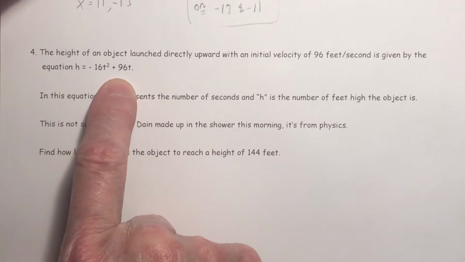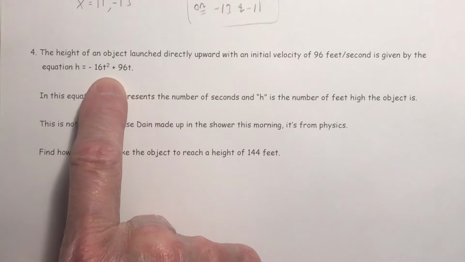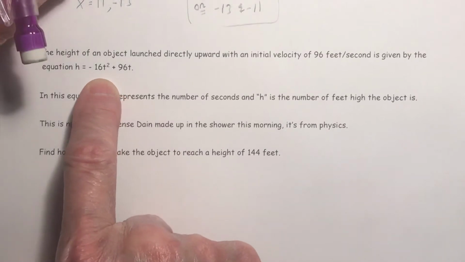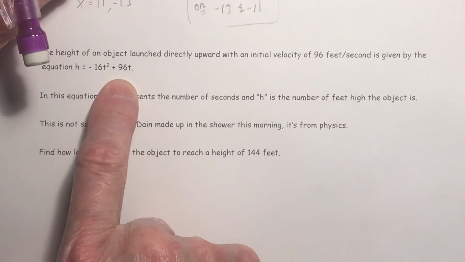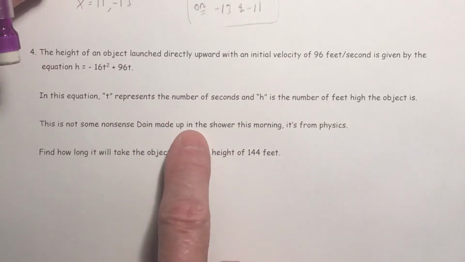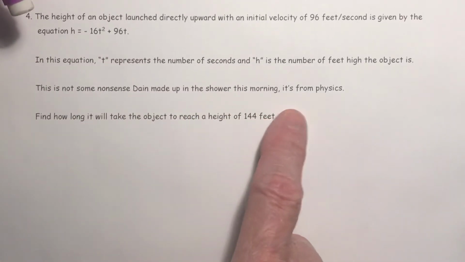You can make a little table if you want, and put in 1, 2, 3, 4, and you'll see what happens is the object gets higher and higher for a while, but as we all know, you throw something or shoot something straight up, it only goes so high, and then it starts to fall down. It only gets to a maximum height, and then it falls back to Earth. So you'll see the height go up for a while and then down. That's all this says here about what that stands for, and this is 100% true. This is from physics. It's not something I made up.